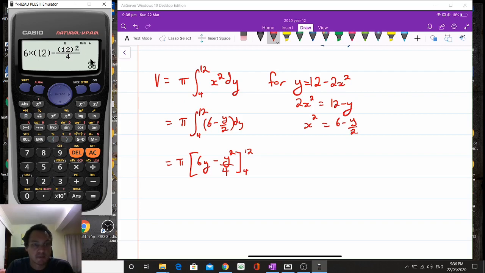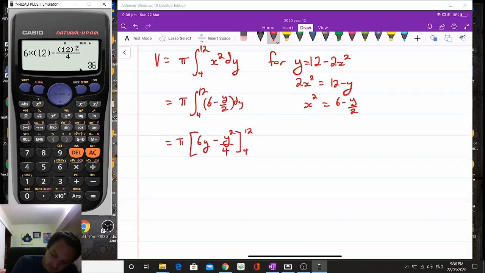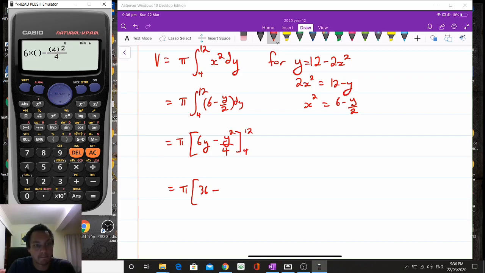So that's 36 as the first, pi by 36 minus, and then I can just go back, use the arrows and change it to 4, and change this other part to 4 as well. Okay, so 36 minus 20 is 16, so 16 pi.